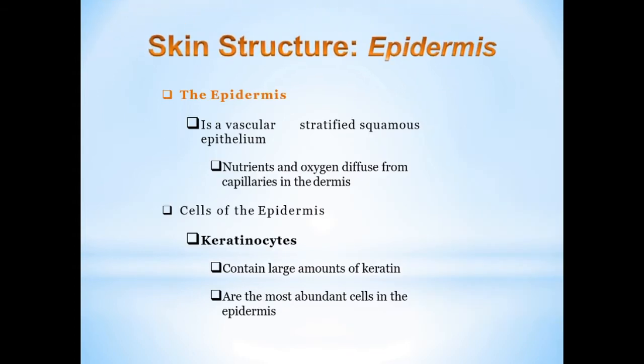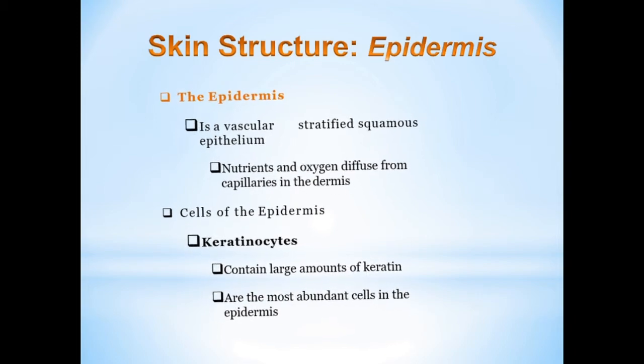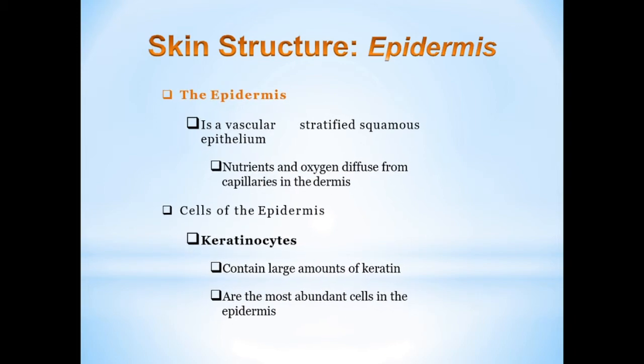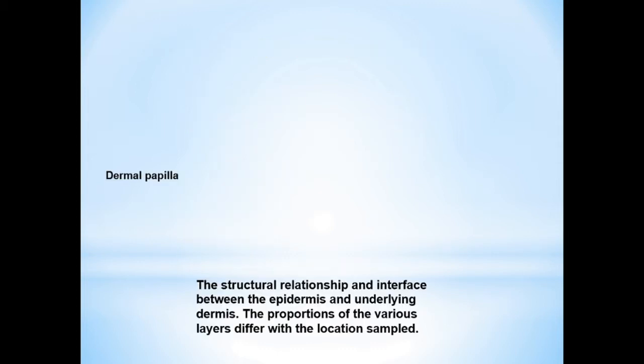Now, we will see epidermis in detail. The epidermis is an avascular stratified squamous epithelium. The nutrients and oxygen diffuse from capillaries in the dermis to the epidermis. The cells present in the epidermis are keratinocytes. These keratinocytes contain large amounts of keratin, hence they are called keratinocytes. These keratinocytes are the most abundant cells in the epidermis.